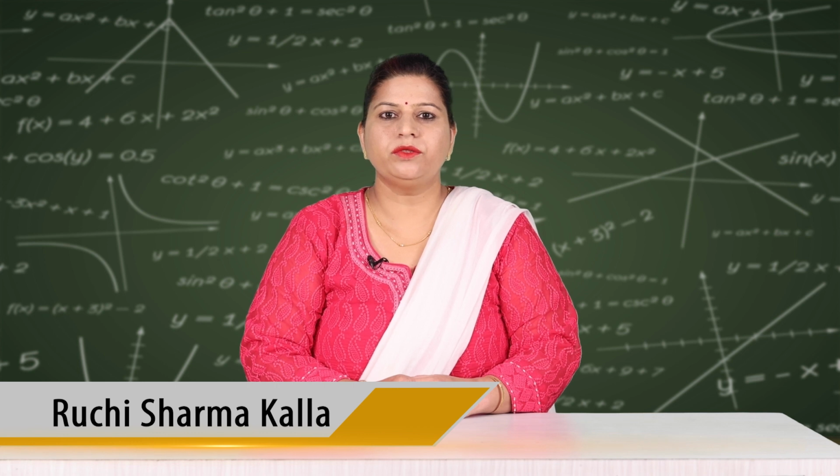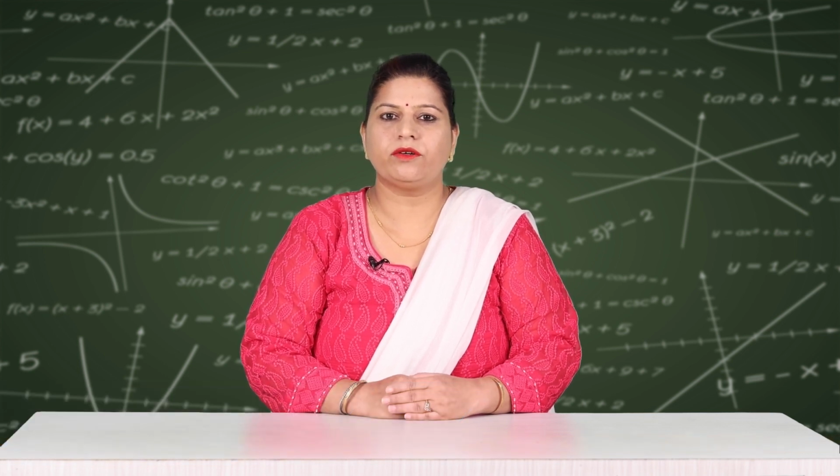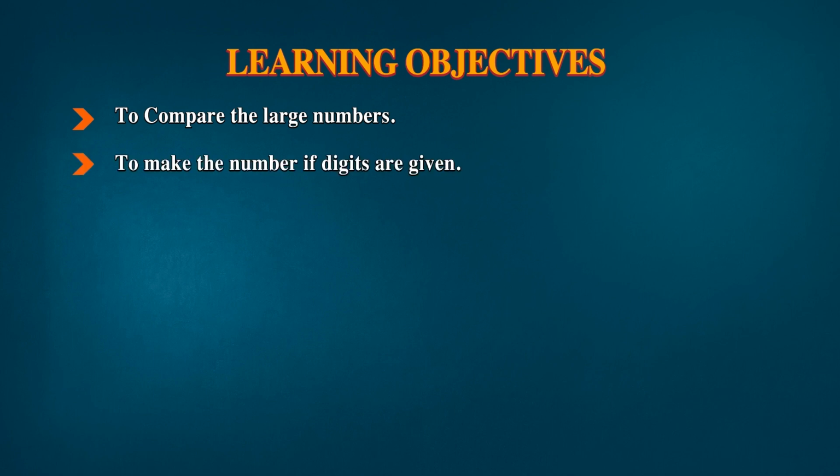Today we are going to discuss chapter 1, Knowing Our Numbers. This is session 1 of chapter 1, Knowing Our Numbers. Objectives of today's session will be to compare the large numbers. Today we will learn about numbers and compare the large numbers. To make the number if digits are given, we will make the numbers when digits are given.